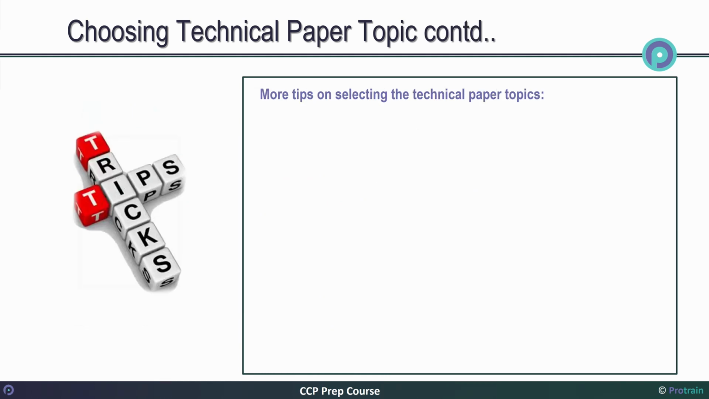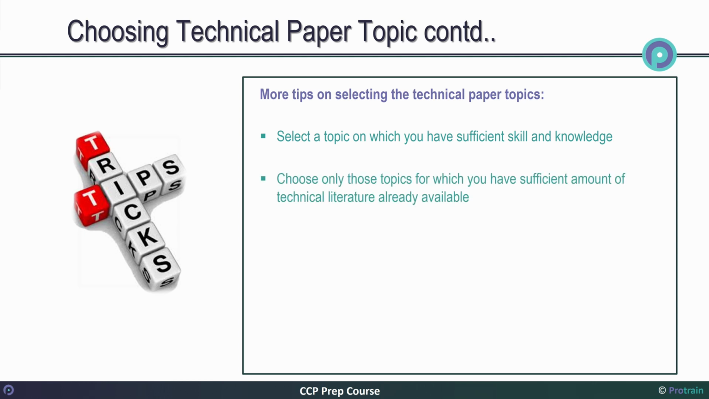More tips on selecting the technical paper topic. Select a topic on which you have sufficient skills and knowledge. A word count of 2,500 would need a good amount of content writing. Searching for references can be tedious and time-consuming. We would recommend that you choose only those topics on which you already have enough technical literature available with you.